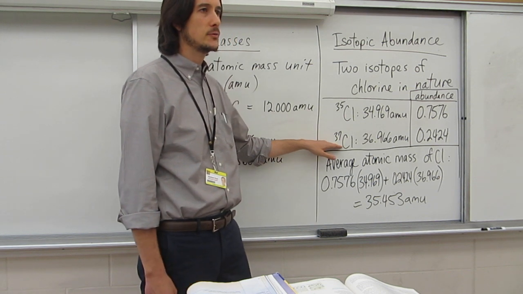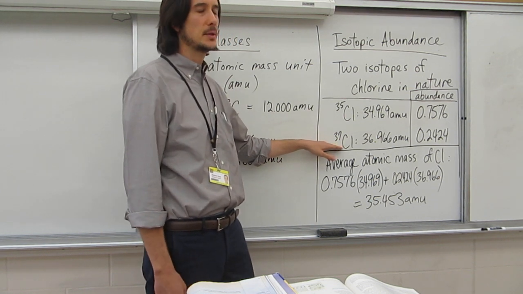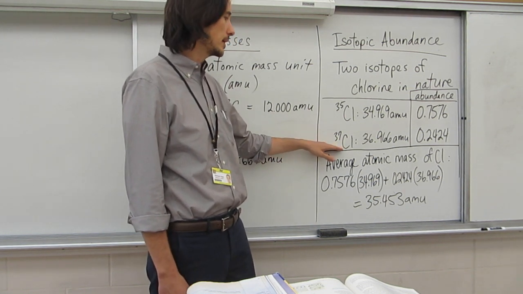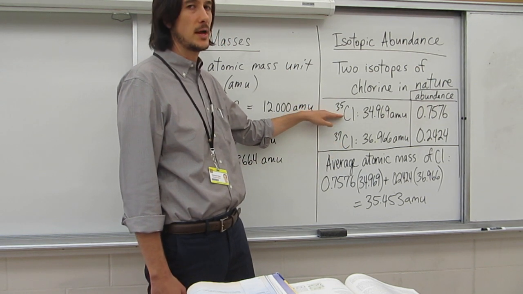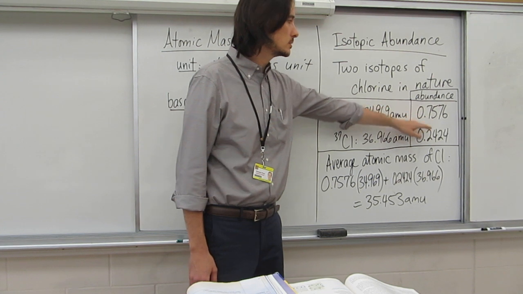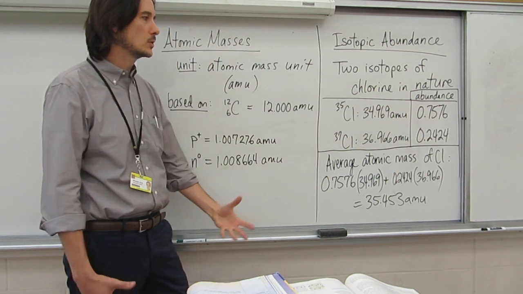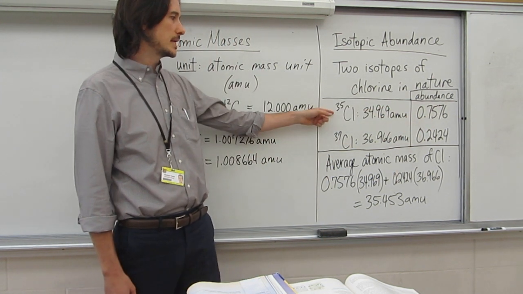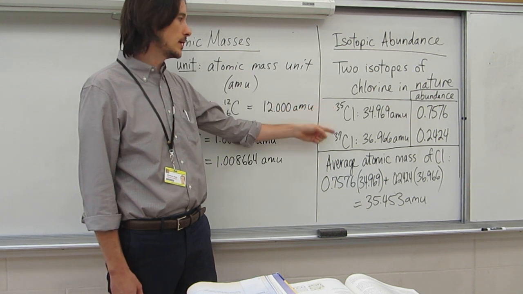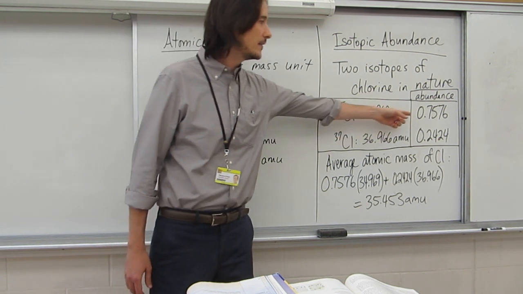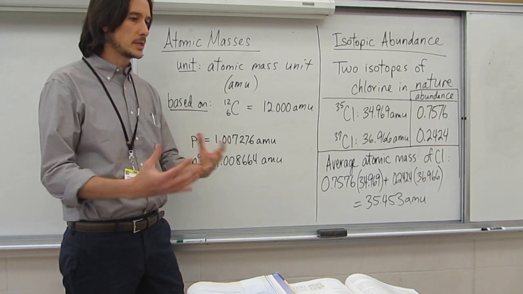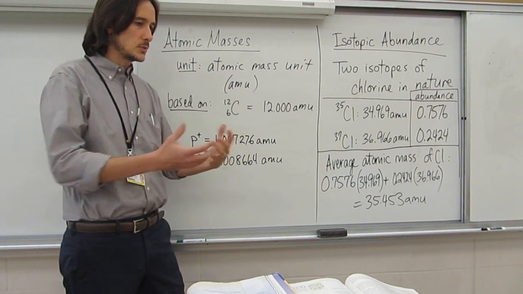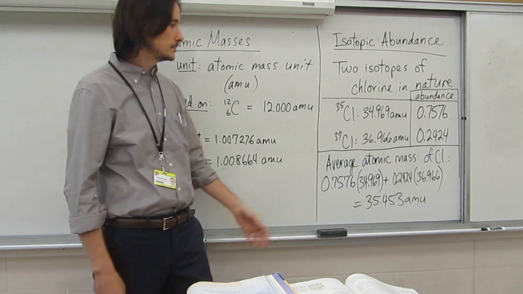So the average atomic mass that we expect on the periodic table, we do expect it to be closer to chlorine-35's mass, because there's more of it. When we find chlorine in nature, chlorine is always a mixture of chlorine-35 and chlorine-37, and these are the abundances we find. So when you look in nature, it's always 3/4 of one, 1/4 of the other.